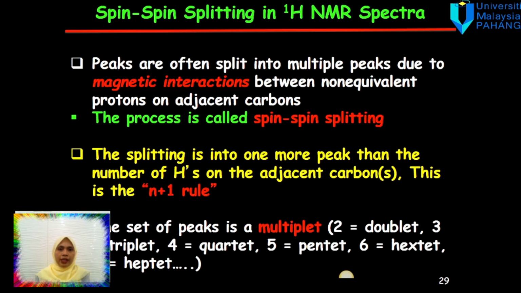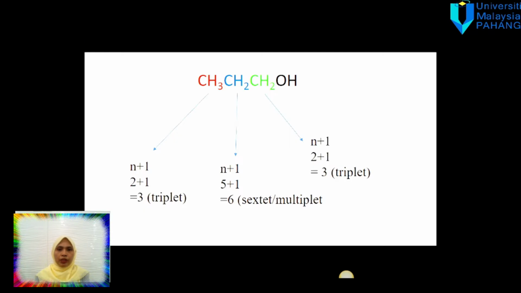Next part is spin splitting in proton NMR spectra. As I mentioned in the previous slide, the peak does not always appear as a single peak. They always have spin splitting, meaning they will appear as a doublet, triplet, quartet, or multiplet. Based on splitting, the rule is n plus 1. They always use the n plus 1 rule. How do we use this rule? Let's see this example. How can we determine the splitting pattern for each different type of proton?